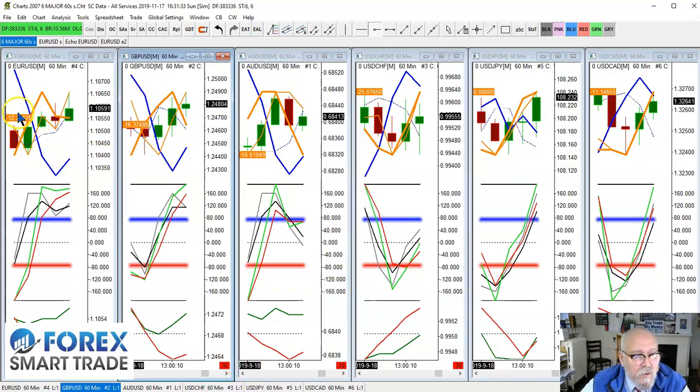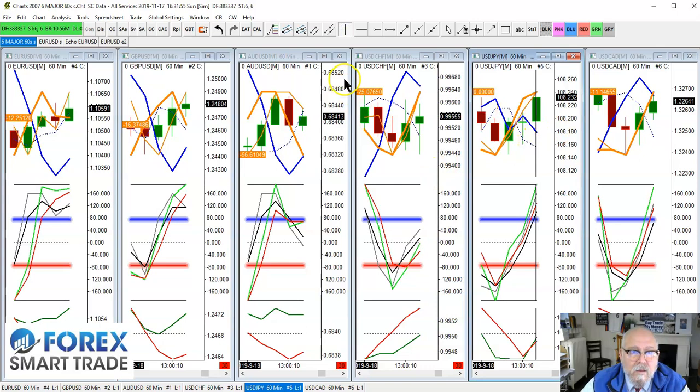Minus 12, nope, that's not within 10. Minus 16 isn't within 10 of 0 or 100. 56, no. 25, no. 0, yes. 0 is 0, and I got all 4 lines touching or above the blue. So let's go ahead and take a trade here. We're 1 for 1 so far.